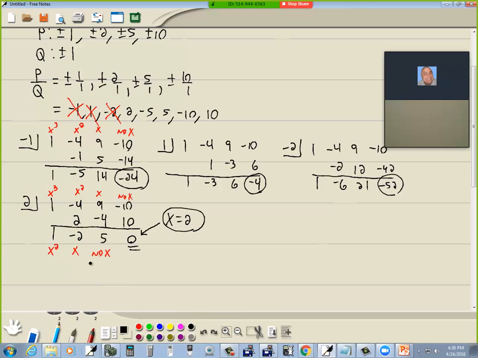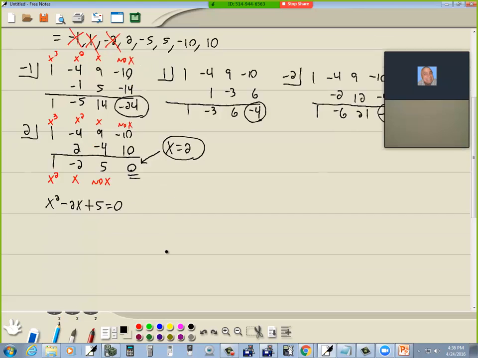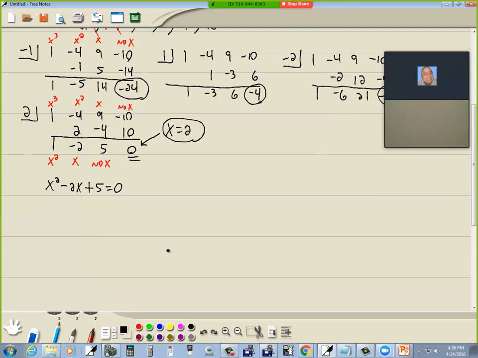So after we find our first answer, we now have it down to the form of x squared minus 2x plus 5 equal to 0. Now at this point we could use a quadratic formula. With the quadratic formula, your a is whatever's in front of your x squared, which is 1. Your b is whatever's in front of your x, which is negative 2. And your c is a number at the end, which is 5.